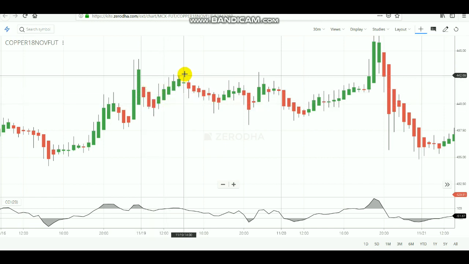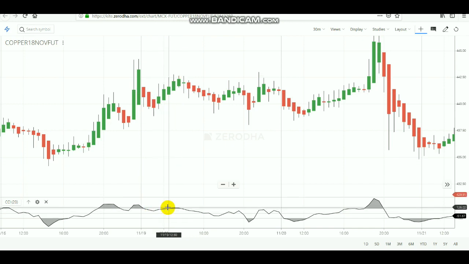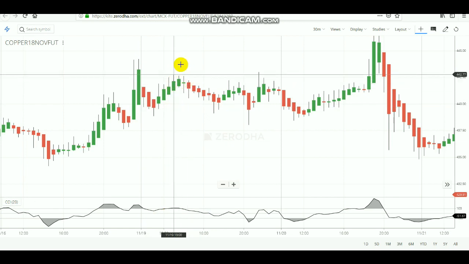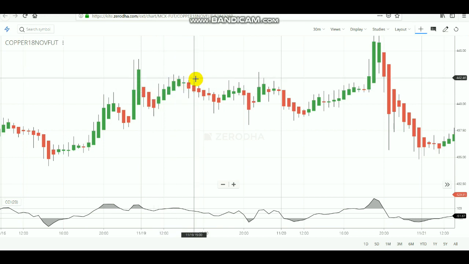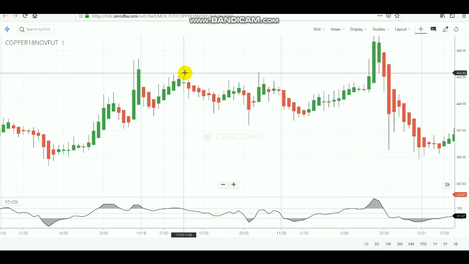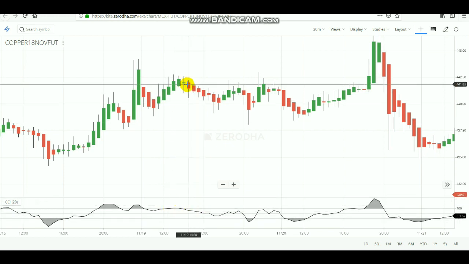And the market then went up to 442.80. Again it touches the overbought zone, so many of them would have exited at this point. But if you have the capacity to re-enter, we are going to re-enter at this point. Now I'm going to tell you how to make that re-entry. I'm telling you to re-enter at this point because it has again touched the overbought zone. Due to that only I'm telling you to re-enter.